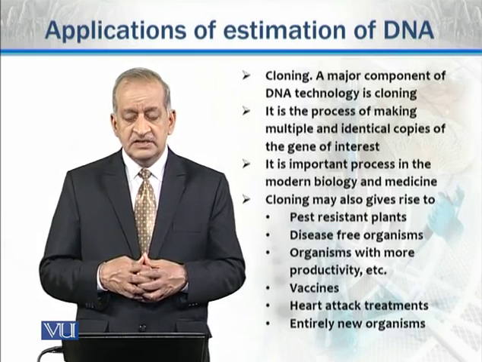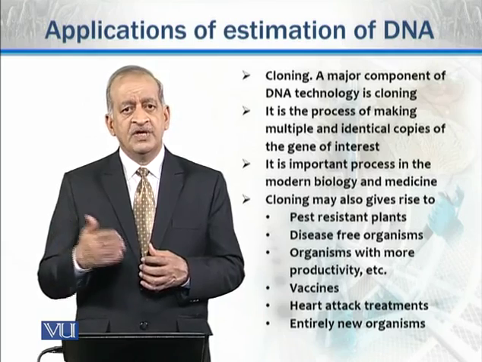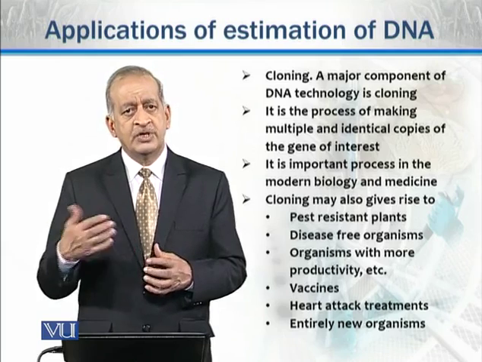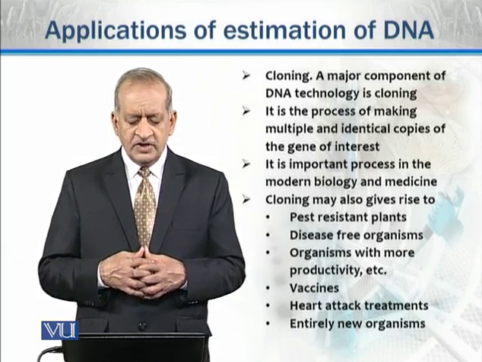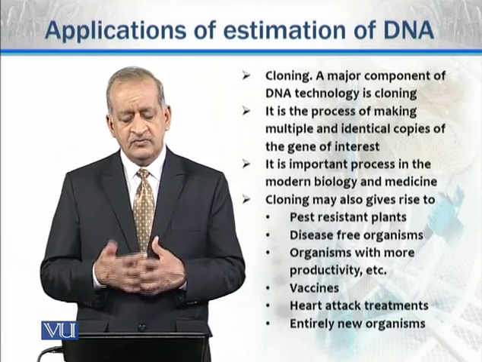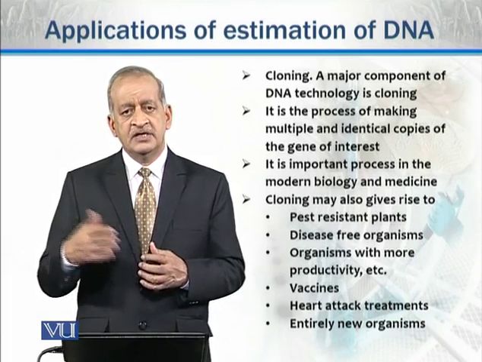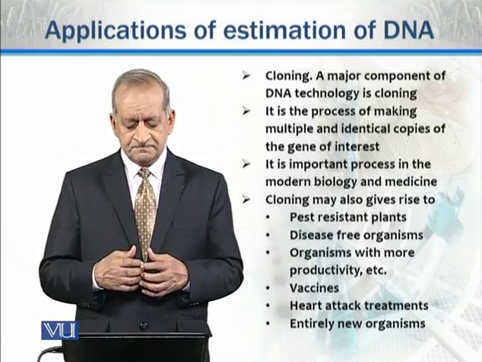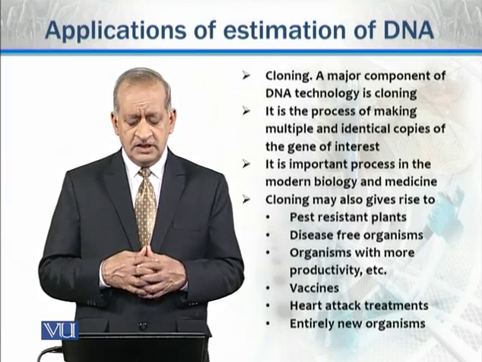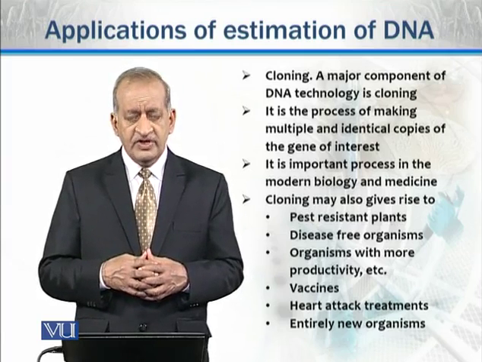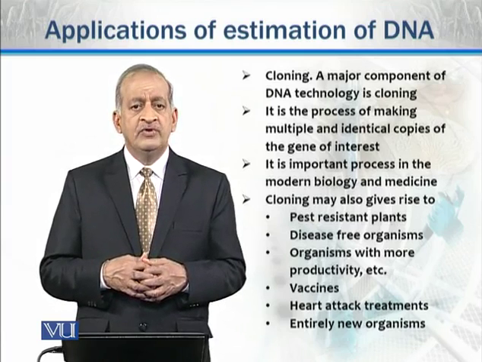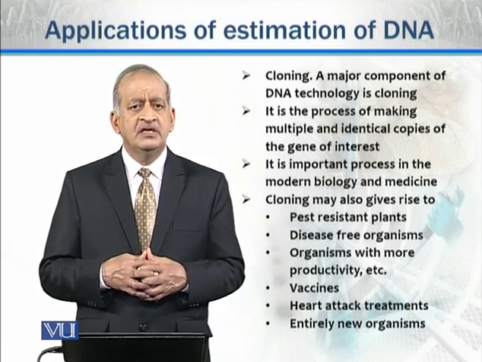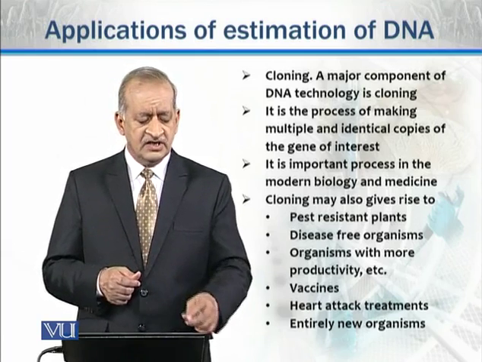Similarly, we can get disease-free organisms जिनमें different diseases, viral, bacterial diseases ना हो और इस तरह उनकी production, उनकी productivity ज़्यादा हो. We can have organisms with more productivity, like we have discussed right now, so that we can get more production per area of the land. We can have vaccines which can be used in the treatment of various diseases. We can have treatment of various diseases like heart attack. We can have entirely new organisms with the desired characteristics.